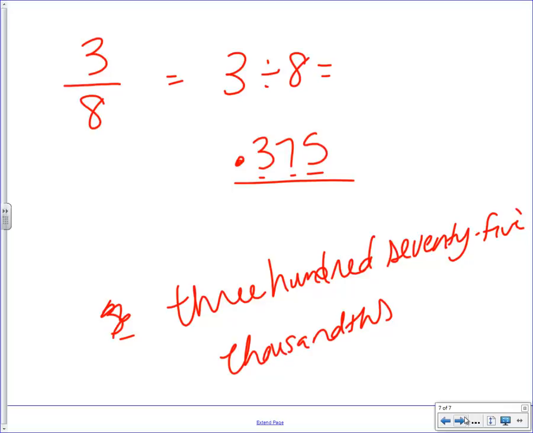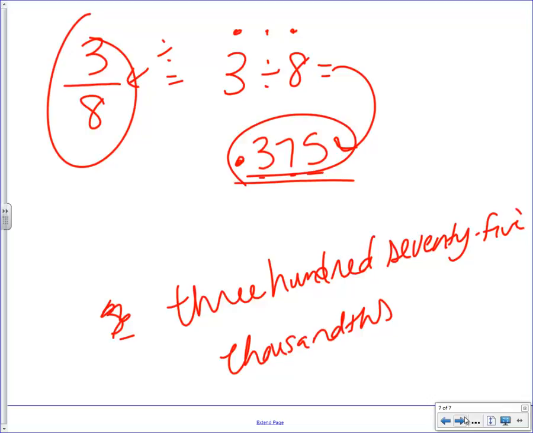So how did we do it? We took the fraction. Remember, this sign right here means divide. And so I took 3 divided by 8, put it in my calculator, and it spit me out a decimal. And for me to read it, I would say, read what I see, and then read the place value, tenths, hundredths, thousandths. Okay, let's try one more of those.